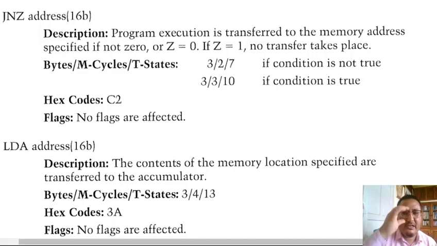Now bytes, machine cycle and T states. So it requires 3 bytes, 2 machine cycles and 7 T states if the condition is false, and it requires 3 bytes, 3 machine cycles and 10 T states if the condition is true. And the associated hex code is C2. Flags, none of the flags are affected.